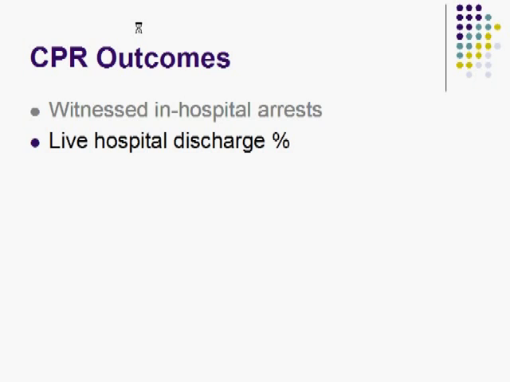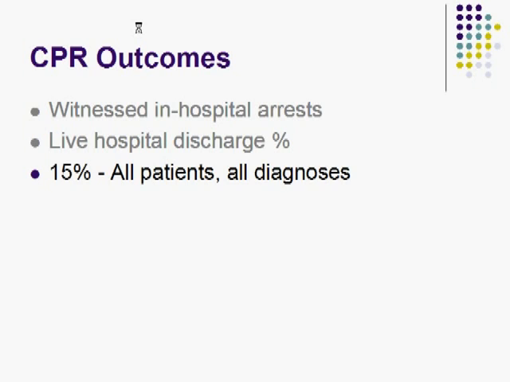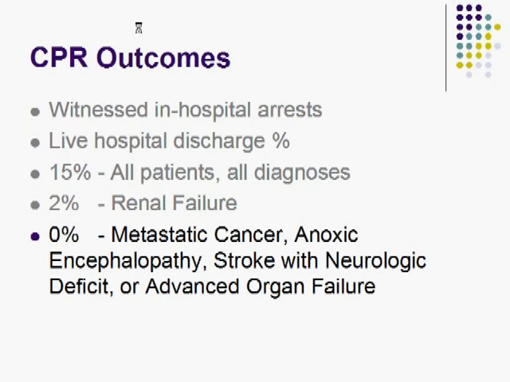Across the board, all patients, all diagnoses, 15% are discharged from the hospital alive. If the patient has chronic renal failure and is on dialysis, only 2% are discharged alive. If the patients have metastatic cancer, anoxic encephalopathy, they've had a stroke with a neurologic deficit, or they have advanced organ failure, the probability is zero. In the United States, since we've started keeping statistics, it just hasn't happened.